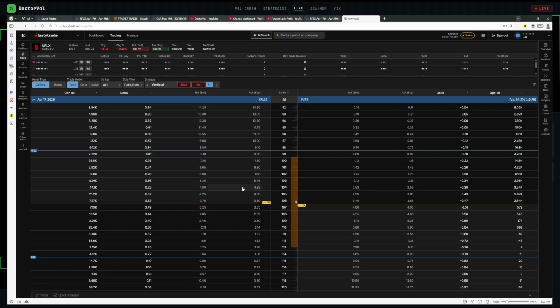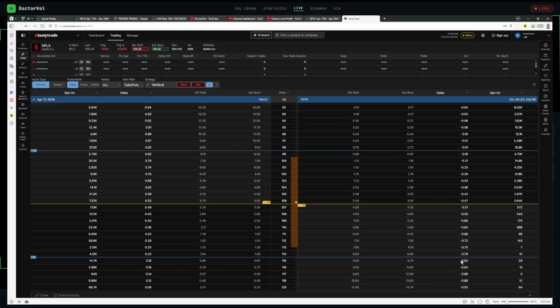Netflix here, 100, and that's going to be the put. Our open interest is pretty nice. You got 14.8K at the 100 level for open interest. That's nice. I like to see that.